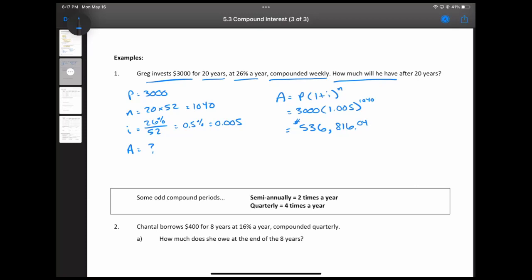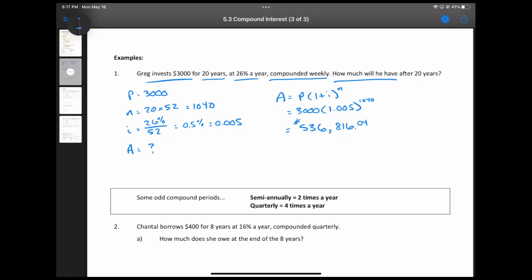Now, I kept exact values in my calculator, which actually I think most people would because we didn't have to round off anything to this point. But again, don't be too freaked out if my answer is a little bit different than yours because of rounding error. Now, if you got like $7,000, then that's not a rounding error. That's just a mistake. But if you got $537,100, that's probably a rounding error.